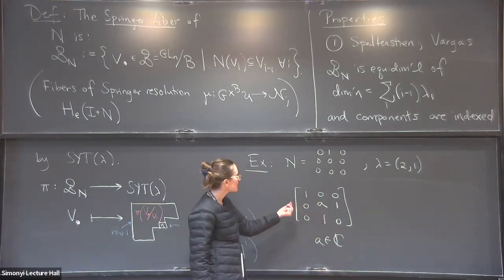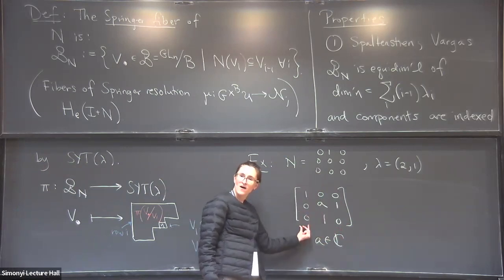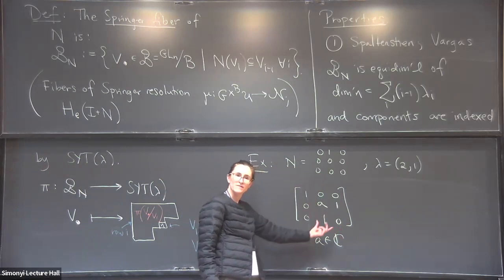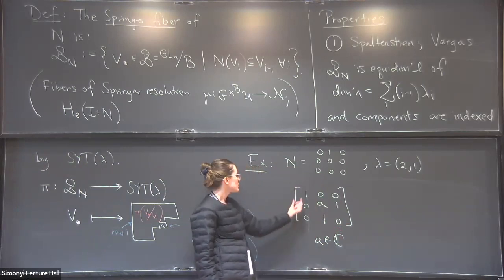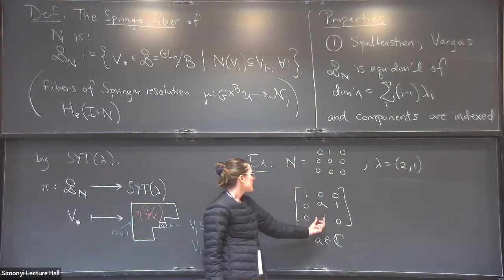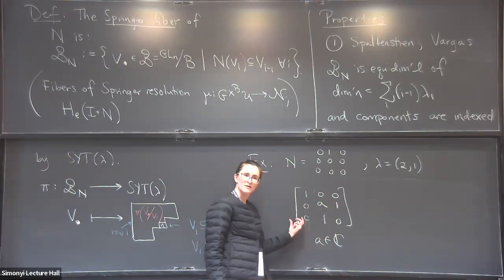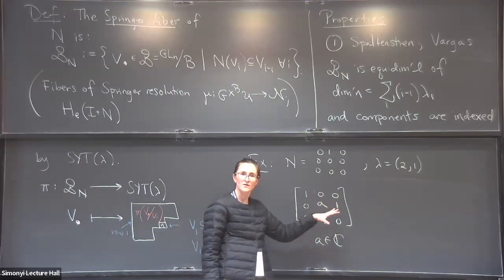So what do I have to check? I have to check that N maps the ith column of this matrix into the span of the earlier columns. So first, this had better be in the kernel of N, and it is. And then, okay, I should see that the second column, when I apply N, gets mapped into the span of the first column, which it does, and so on and so forth.